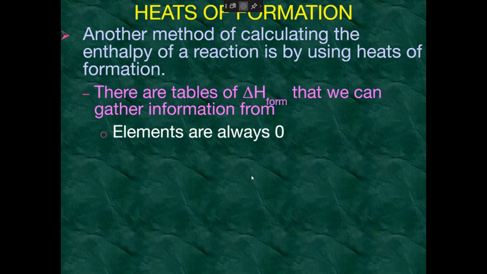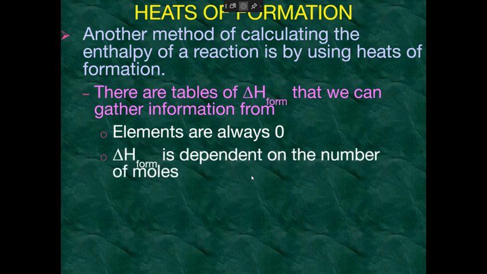Now let's look at bromine. If you look up the enthalpy of formation of Br2 gas, it's not going to be zero. Br2 liquid is going to be zero. Iodine, if you look up I2 solid, that's the one that's going to be zero, not I2 gas. This is dependent on the number of moles. So when you're calculating a chemical reaction, you need to account for the coefficients when it comes to this way.